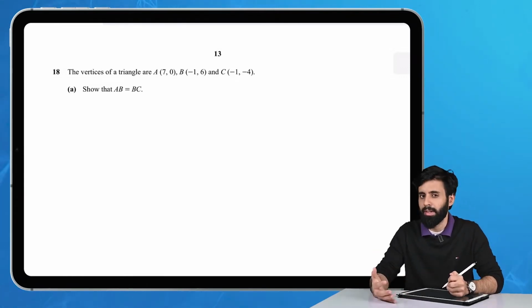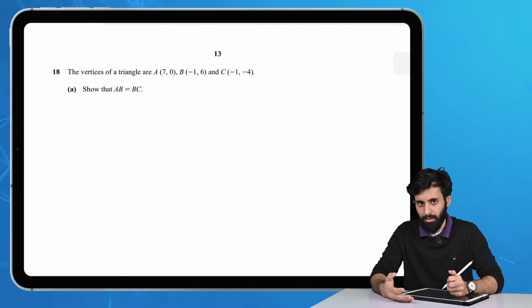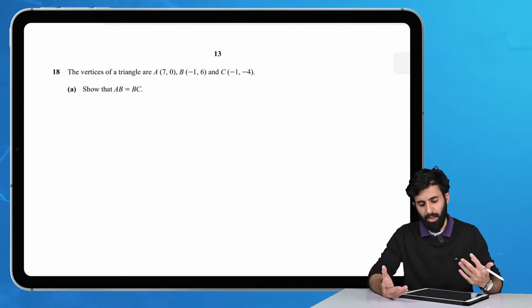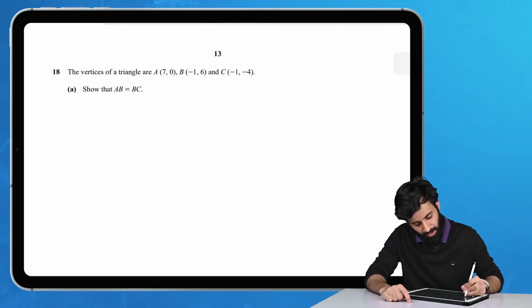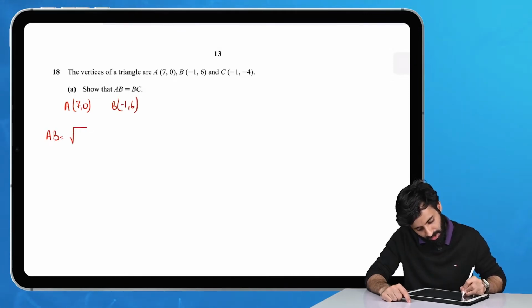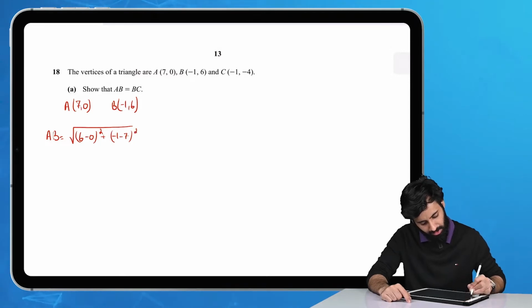No big deal. We need to find out the length of AB and the length of BC. If we do it right, they should be equal, and that should be the end of the question. So let's write down the coordinates of A (7, 0) and B (-1, 6). To find their length, AB is going to be equal to the square root of (6 - 0) squared plus (-1 - 7) squared.